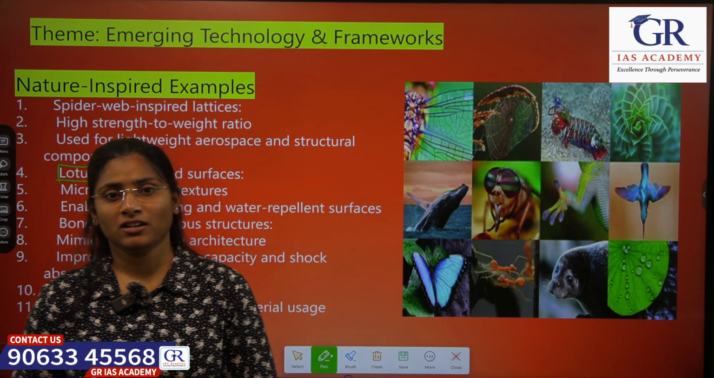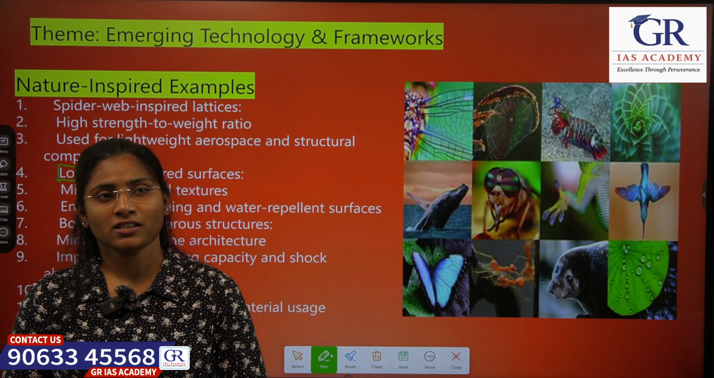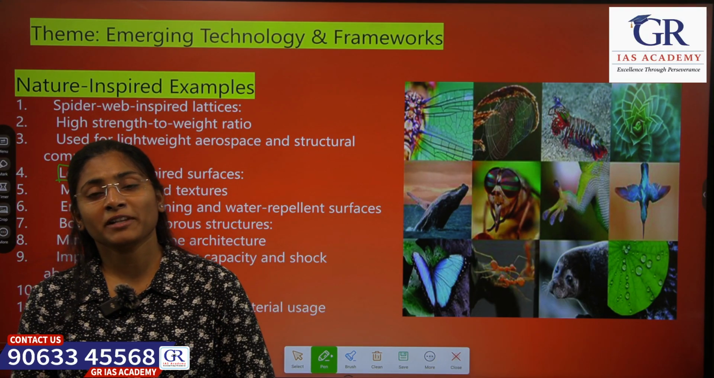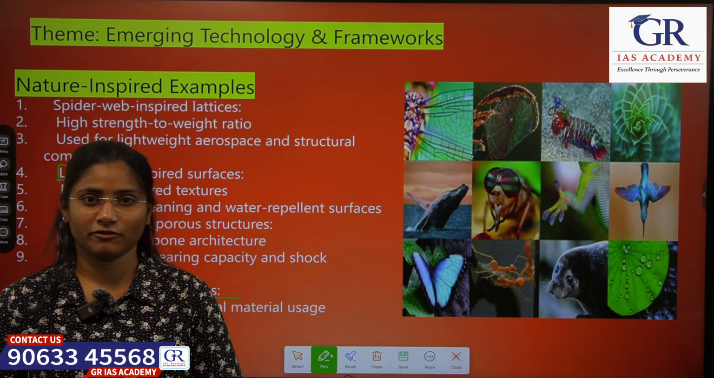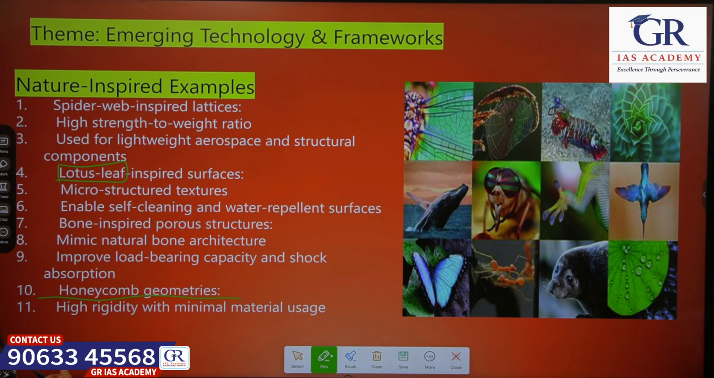By this nature inspiration, we will develop such surfaces which help us to reduce our cleaning work. Some places we may not be able to reach and clean, right? Such surfaces will be helpful for that problem. So let's see another example.